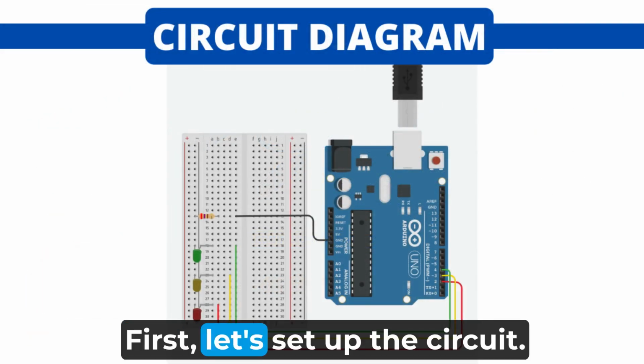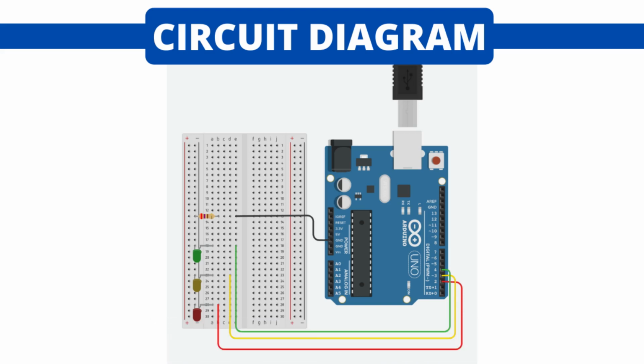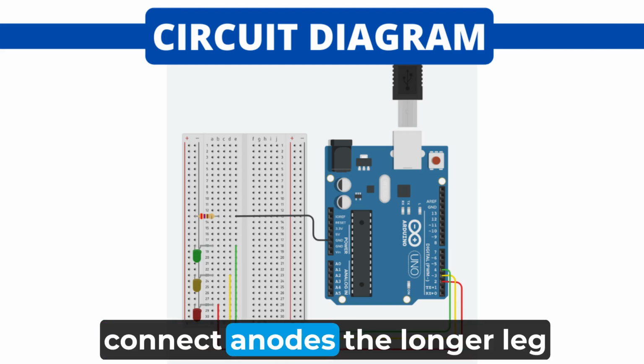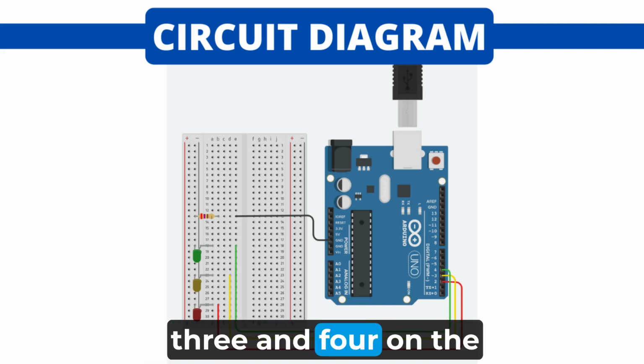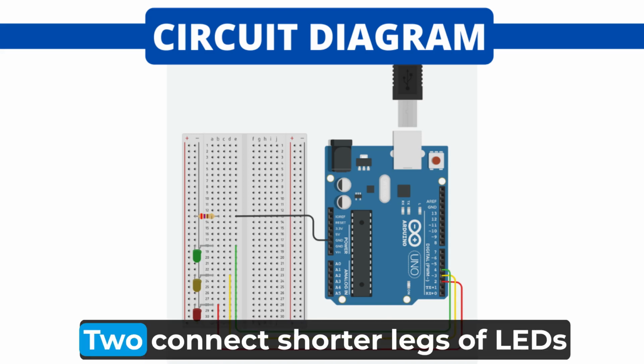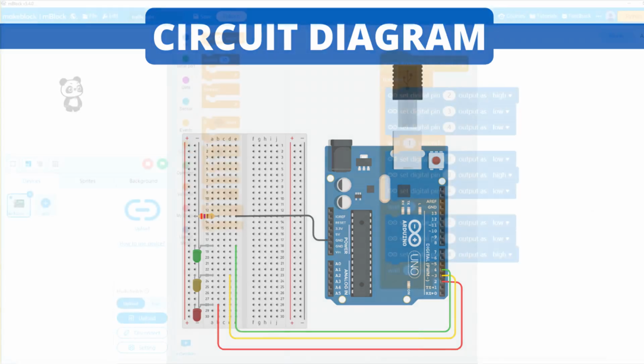First, let's set up the circuit. Follow the circuit diagram to complete the circuit. 1. Connect anodes, the longer leg of LEDs, to digital pin 2, 3 and 4 on the Arduino board. 2. Connect shorter legs of LEDs, the cathode, to the ground on the Arduino Uno through the resistor.